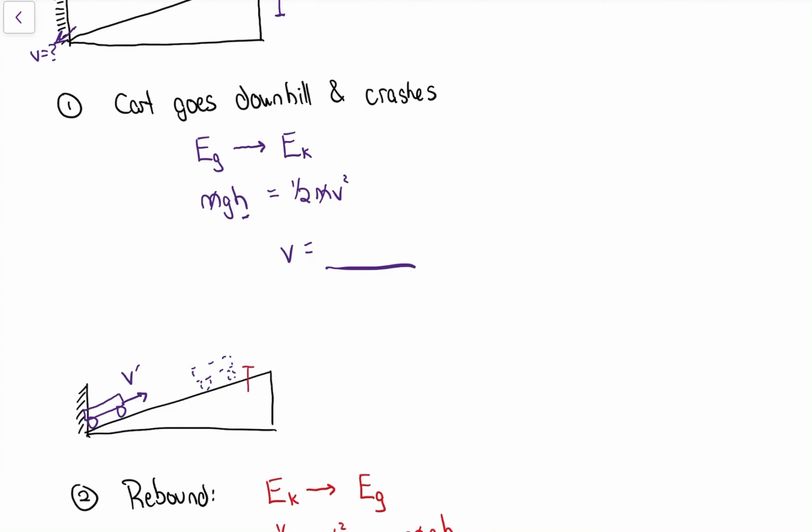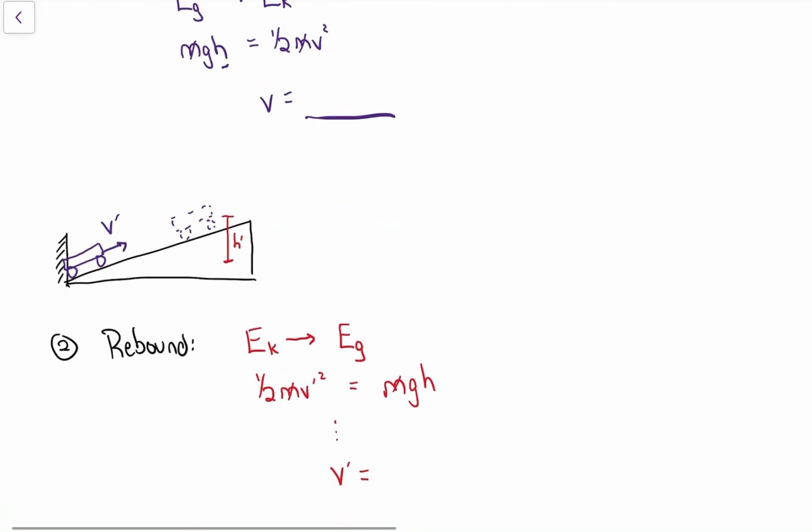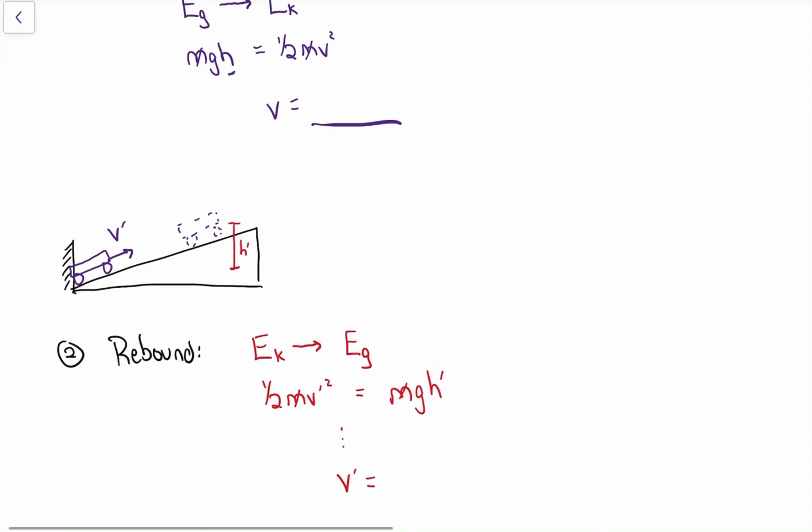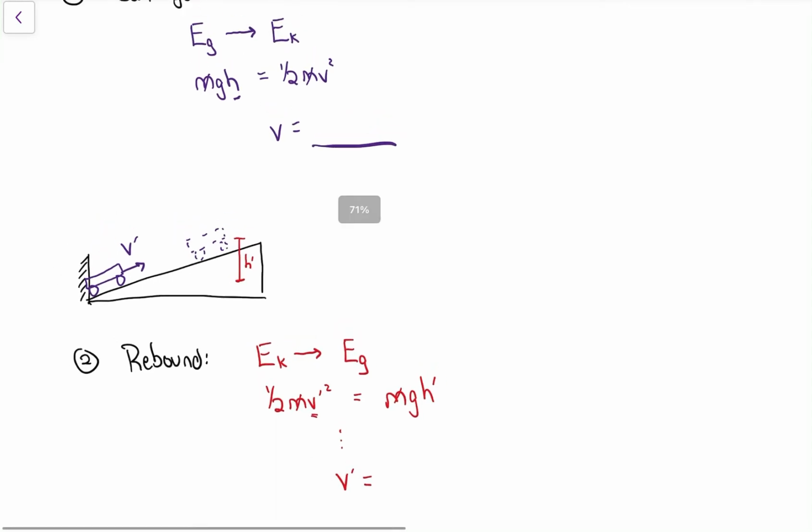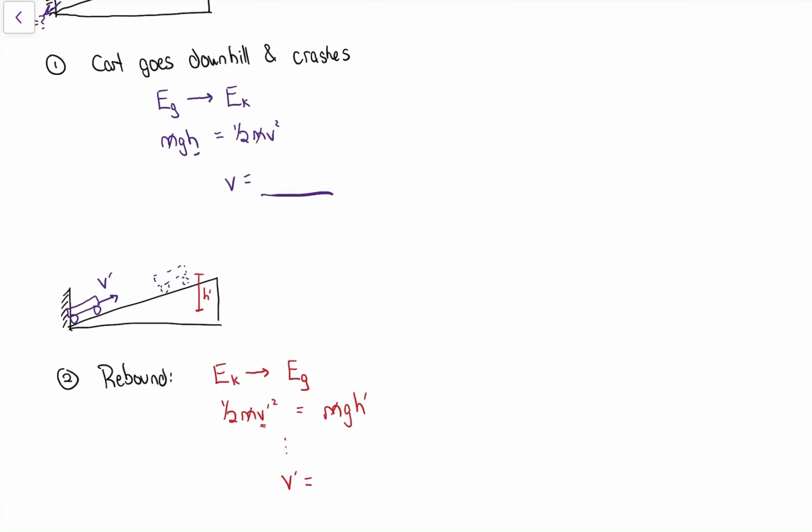Then, if you can figure out how high it bounces back up to, maybe we should call this h prime to show that the h's are different. If you can find the second height, then you can use that to figure out the speed it had as it bounced off the wall. Once you get those two speeds, then from this first phase we can get momentum.